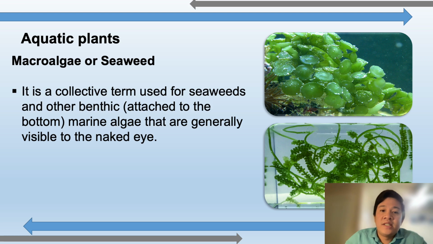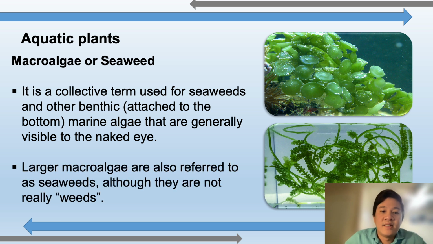Macroalgae or seaweed is a collective term used for seaweed and other benthic, which means attached to the bottom, marine algae that are generally visible to the naked eye. Larger macroalgae are also referred to as seaweeds, although they are not really weeds.